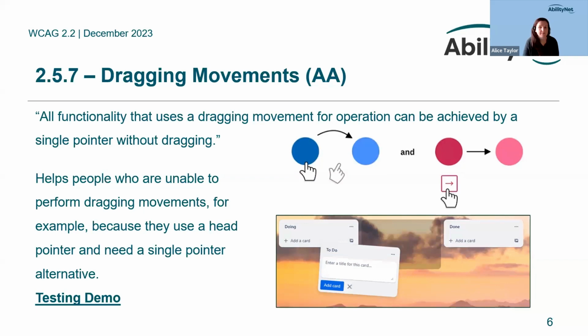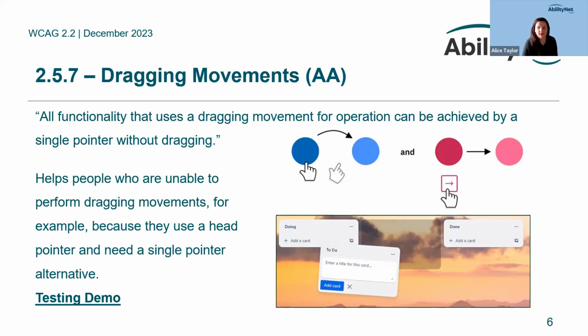A case for this might be a color wheel, where you might be able to drag a pointer around the color wheel, but instead you can have an input field which would allow you to just input the value instead. So those are all examples of that single pointer alternative. And it also doesn't have to be part of the same component, so it could be separate from it. So how can this actually be tested? What you want to essentially think about, as I've already mentioned, is if there is a dragging movement required, then look for that single pointer alternative.